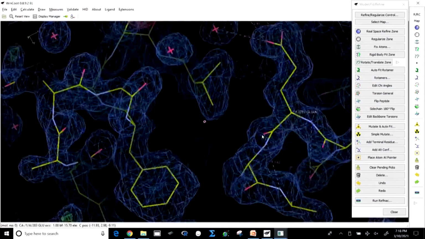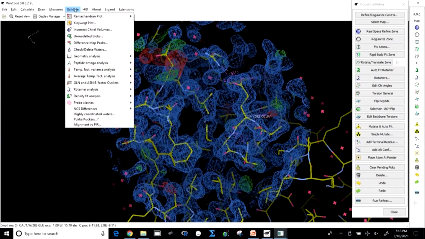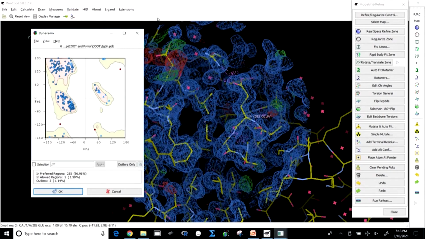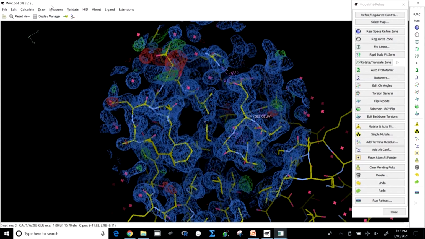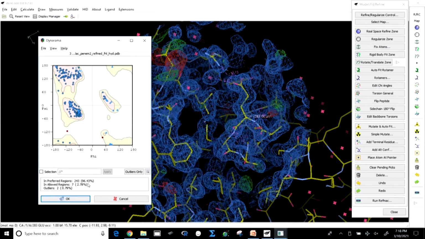Also, as I talked about, there are validation software. So, you could just go to validate Ramachandran plot of the 2 GDN. When you do that you get in the preferred region 96.96%, allowed region 1.9%, 5 amino acids in the outlier 3. When you do that for the other one, the phenem, you get 243 in the preferred region, 7 in the allowed and 2 in the outliers.